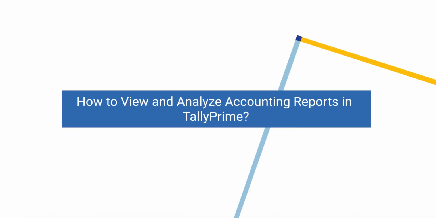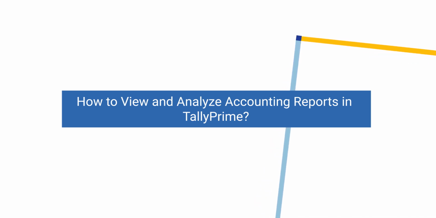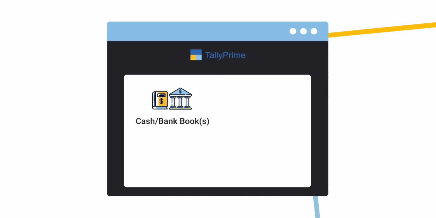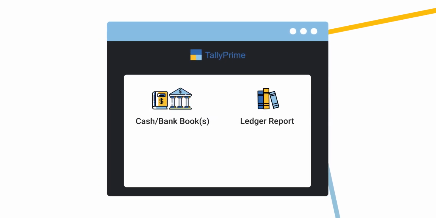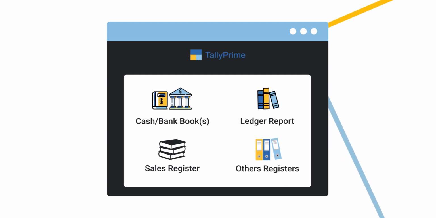In this session, you'll learn about powerful accounting reports in Tally Prime. The reports we'll discuss today are cash or bank books, ledger report, sales register, other registers. Let's start with a tip.